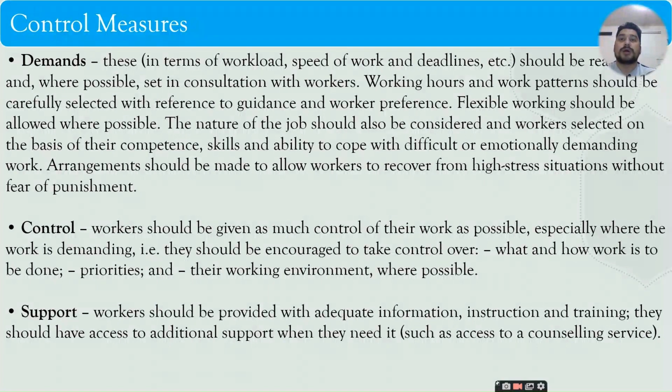After then, we have the controls. Workers should be given as much control of their work as possible, especially where the work is demanding. They should be encouraged to take control over what and how work is to be done. They should decide that at least some kind of responsibilities and accountability they should be given, so they can take the decision and they can do the job in their way. The working environment where possible. Then the support. Workers should be provided with adequate information, training, and supervision. Additional support need to be provided wherever they're feeling they are under pressure and they can't do that job alone. Extra manpower should be provided.